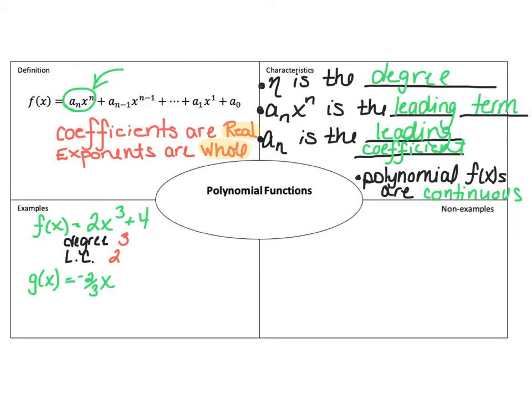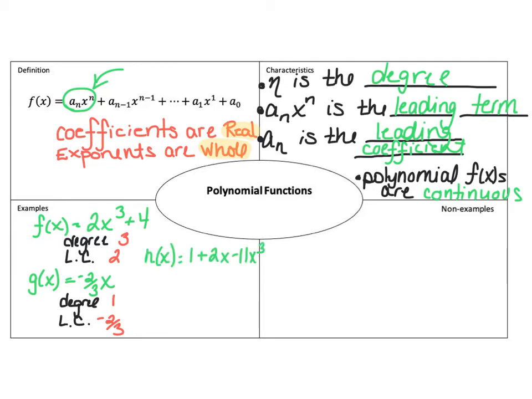G of x is actually a polynomial function too. Hopefully you recognize it as linear. The degree is 1 because the exponent on x would be 1, and the leading coefficient is negative 2/3. So it fits our definition where coefficients are real and our exponents are whole.